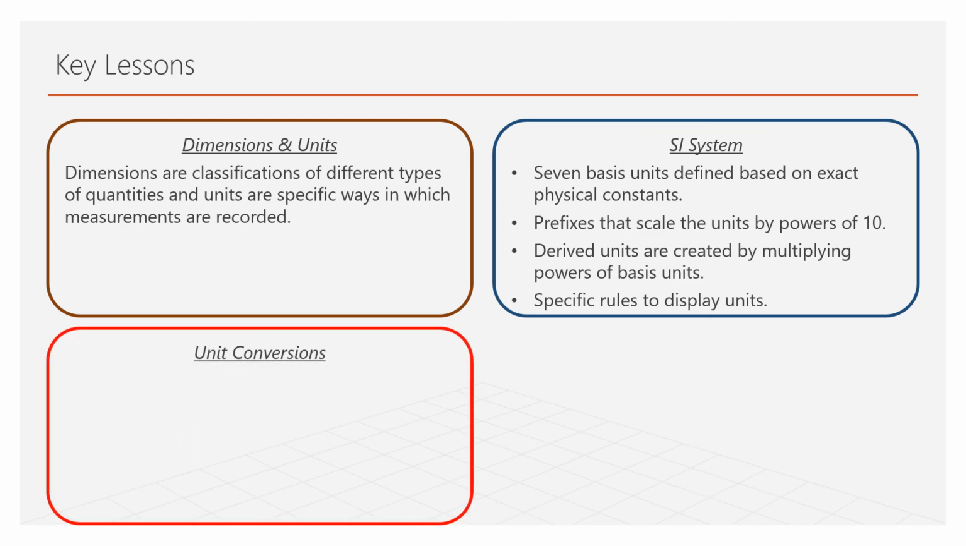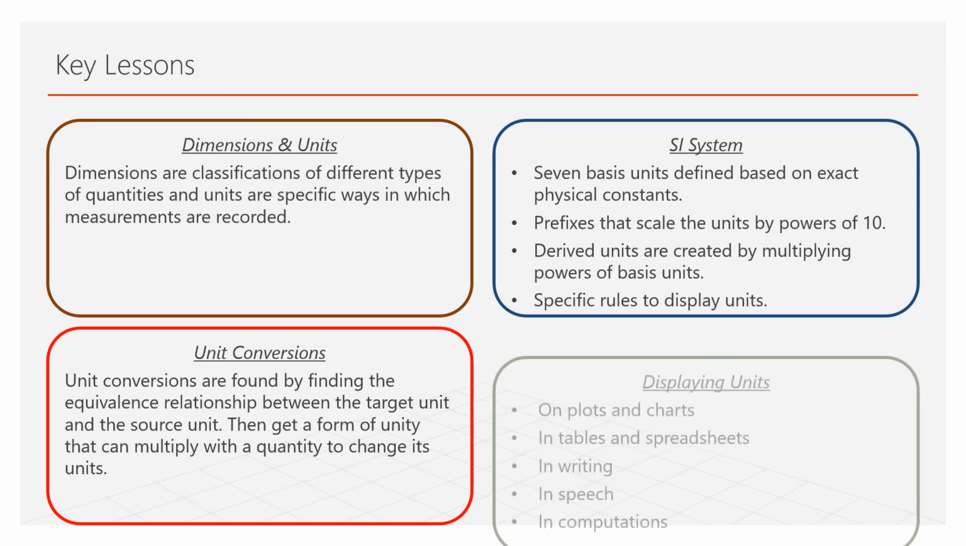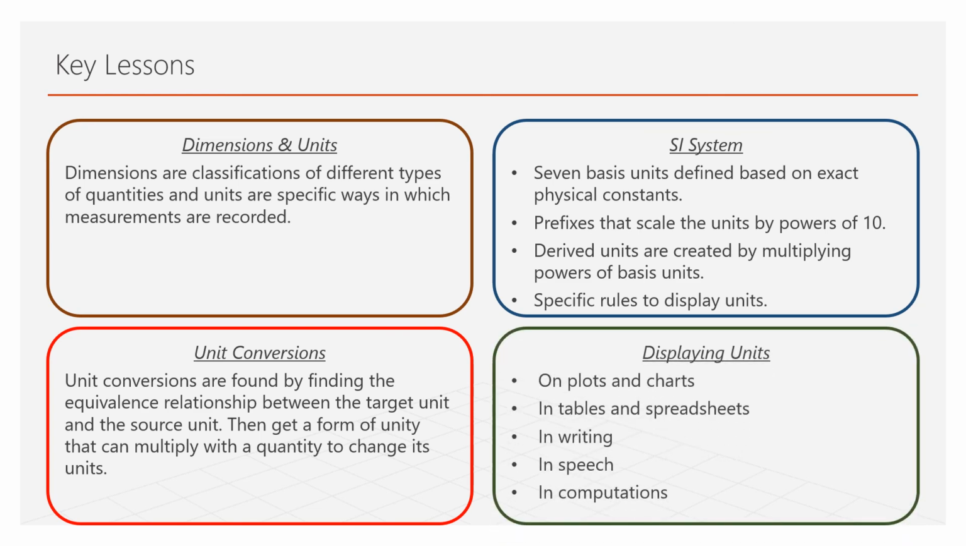We also looked at unit conversions. Unit conversions are found by finding the equivalence relationship between the target unit and the source unit. Then, with that, we get a form of unity that can be used to multiply with a given quantity to change its units. And then we looked at in great detail how to display units. Basically, units go everywhere. They go on charts and plots, on tables and spreadsheets, in writing, in speech, and even in computations.